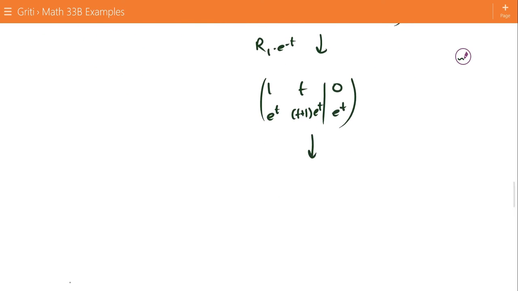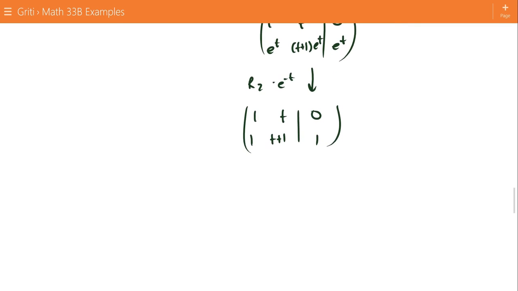And then r2 is going to be also multiplied by e to the negative t. So that gives us 1, t plus 1, and 1, across the bottom. Now we have to subtract r1 from r2. That gives us 0, 1, 1 along the bottom.